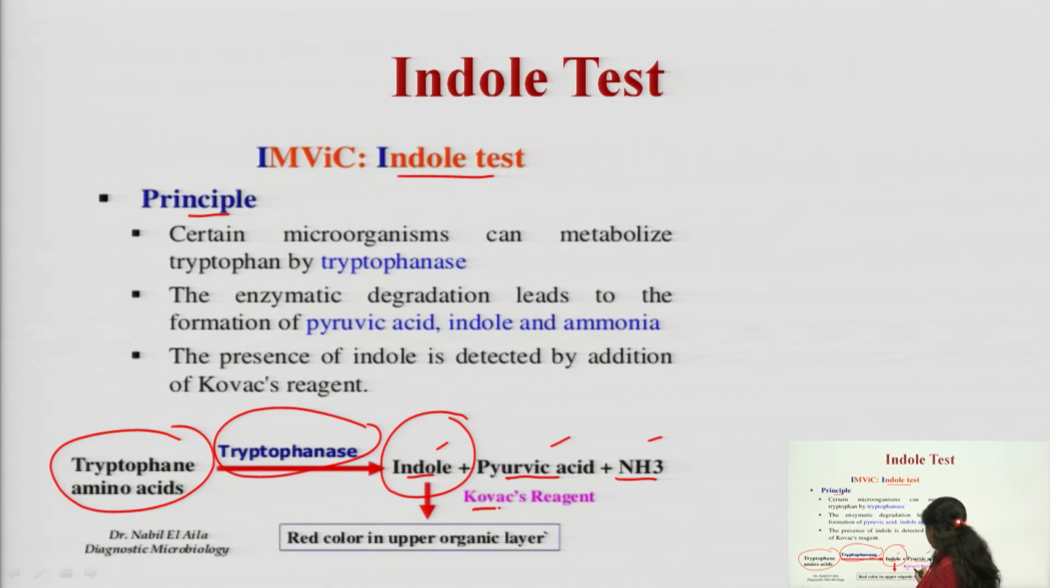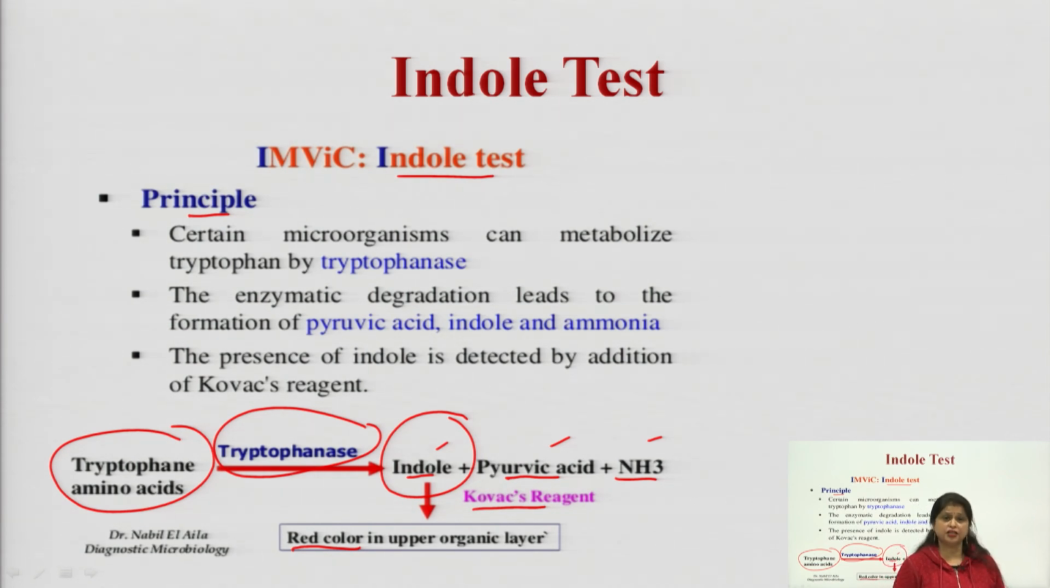What we need to do? We have to add Kovac's reagent into that broth which has metabolized the tryptophan due to the release of tryptophanase enzyme. The indole which has been released will be identified with the help of Kovac's reagent. When you add the reagent to that broth, what will happen? It will convert the broth into red color. The red color will be generated as you add the reagent.